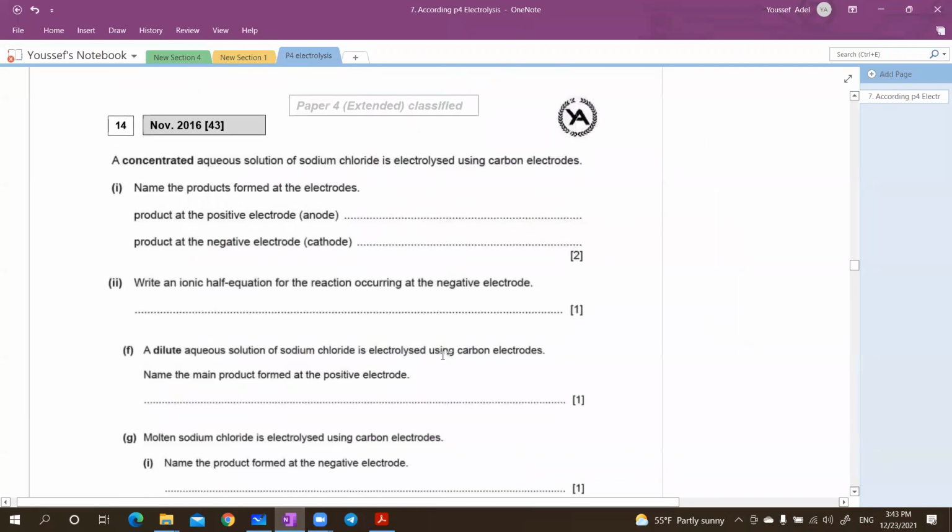A concentrated aqueous solution of sodium chloride is electrolyzed. We have 4 types of ions because there is water: Na+, H+, Cl-, OH-. So what are the products at the positive electrode? Cl- and OH- will be attracted to the positive electrode, but it is concentrated, so the halogen will be discharged and the OH will not be discharged, forming chlorine gas. Hydrogen and sodium ions will be attracted to the cathode, but the hydrogen will be discharged because it is less reactive.